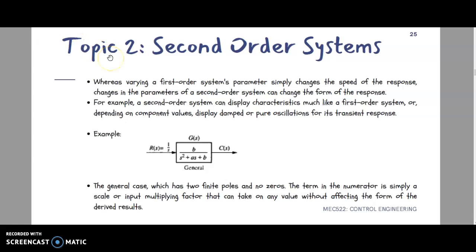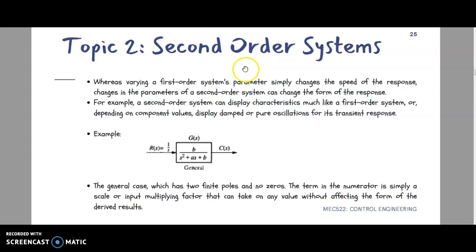Okay, this video talks about second order systems. Before this, we talked about first order. From first order, we can see the parameter can change the speed of the response. But now we want to know what happens if the system is second order.